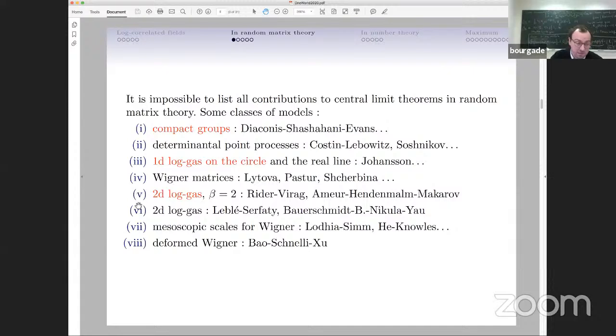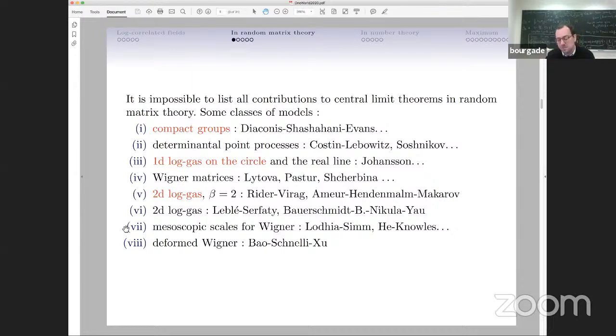More recently, there have been works on 2D log gas, starting with Rider and Virág for the Ginibre ensemble, and they prove convergence to the Gaussian free field, which, as we have seen, is a log-correlated field. And then Ameur, Hedenmalm, and Makarov in a more general setting. You can actually choose any temperature in dimension 2 for the log gas, and you still have convergence to a Gaussian free field. This was worked on by Leblé and Serfaty, and then with Bauerschmidt, Bourgade, Nikula, and Yau.